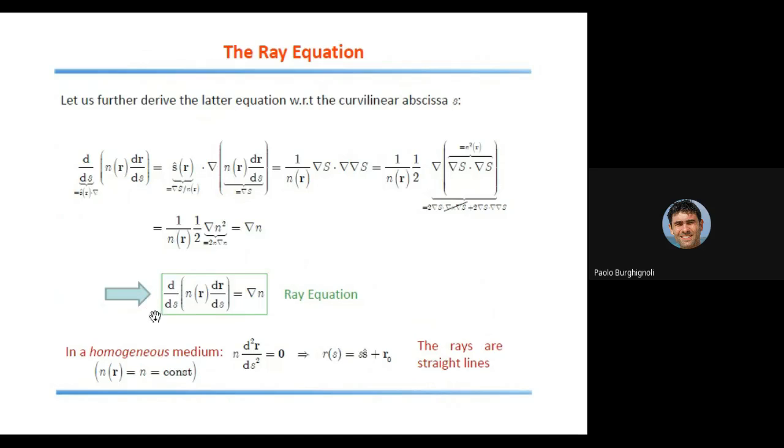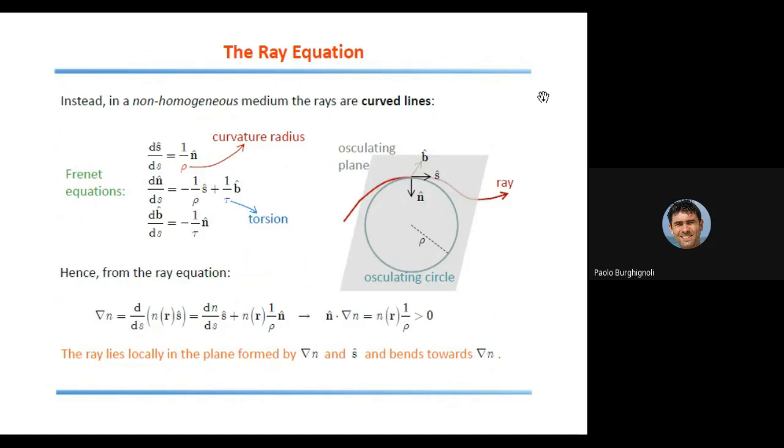Whereas in a medium which is not homogeneous, light, or better, the high-frequency field we are considering does not propagate straight. And in particular, if we remember some elementary differential geometry, in particular the so-called Frenet equations, which give us information about the derivatives of the unit vectors associated to a curve with respect to the curvilinear abscissa, where the unit vectors are S hat, which is the unit vector tangent to our ray, as you can see in this picture. Then there is the unit vector n, which is orthogonal to the plane which locally contains the ray.